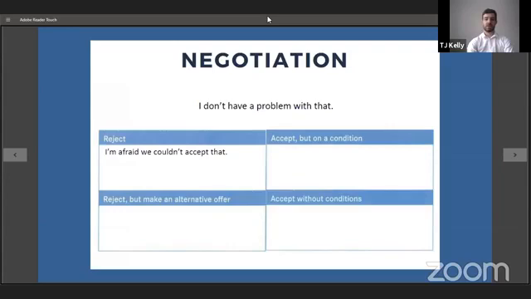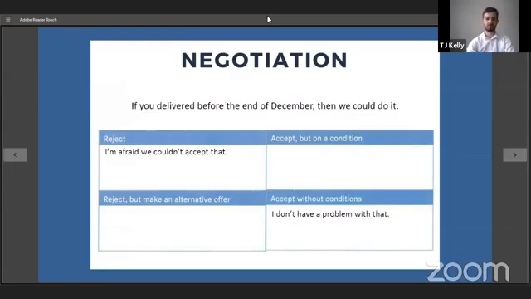Okay, the next one, I don't have a problem with that. That one, although it sounds negative, we are actually accepting whatever has been offered. We're saying that there's no issue, so we can move forward without any further conditions. If you delivered before the end of December, then we could do it. So this sounds like they're accepting the proposal, but on the condition that the project can be done by a certain time.